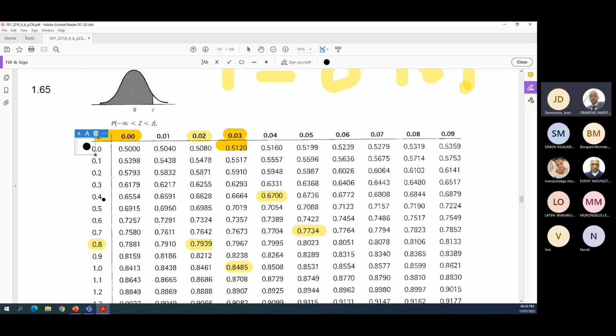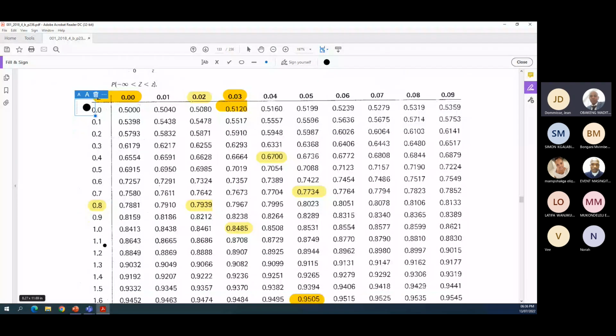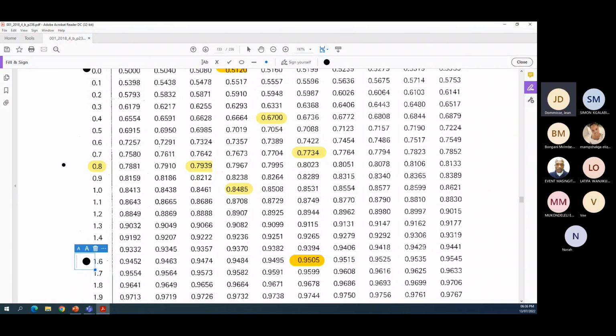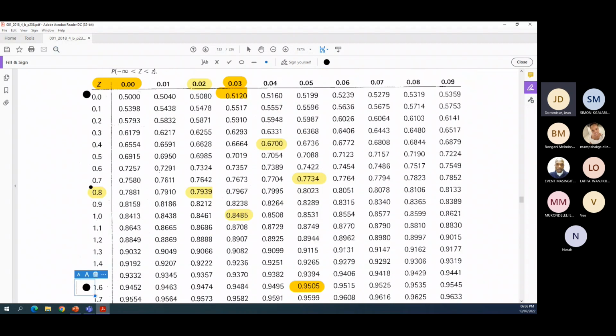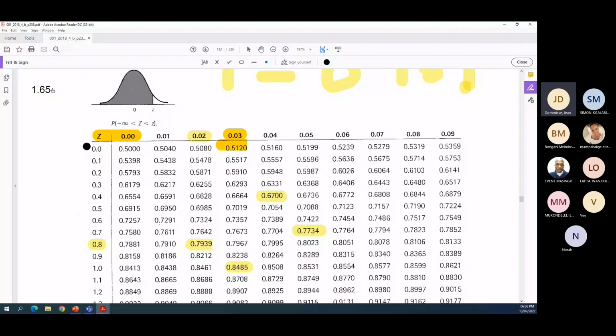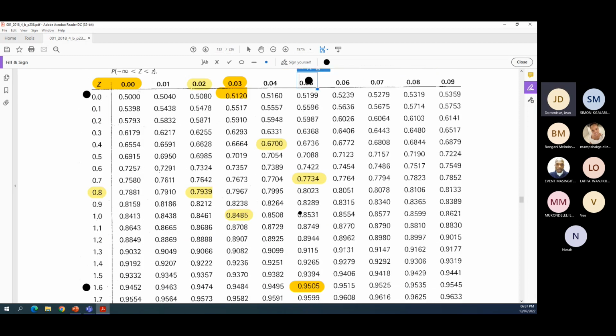So we will go down to 1.6. So we're at 1.6, so that is where we go down. The first two numbers we go down to, and then the second one is the 0.05, so we will go across to the 0.5. And where those two cross, we will basically get the value that we need to work with.